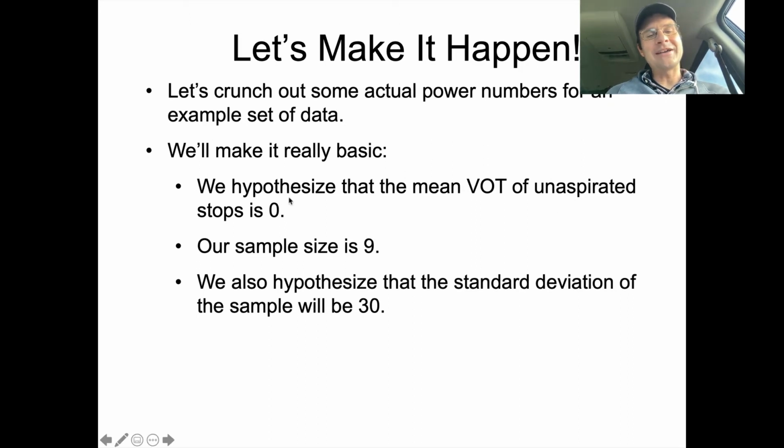We're going to go back to this VOT paradigm and say we're going to hypothesize that the mean VOT of some batch of unaspirated stops is 0. And then ahead of time, we're going to decide we're going to collect 9 different measures of VOT from our sample of unaspirated stops. So our sample size is going to be 9. And we're also going to guess that the standard deviation of the sample will be 30.